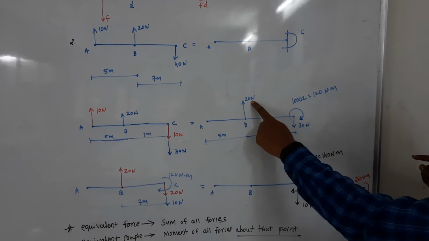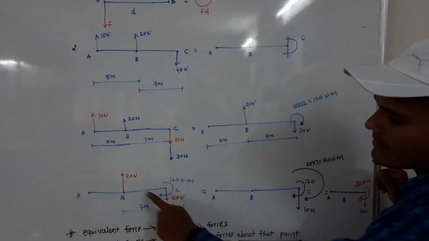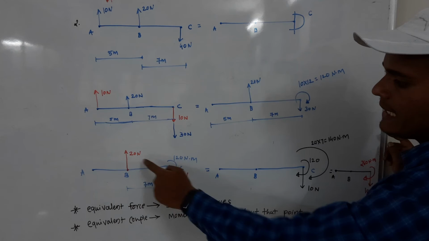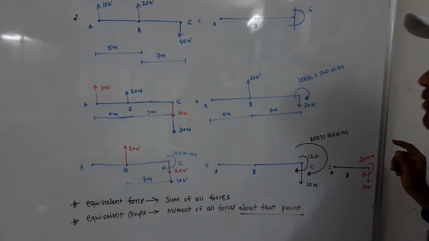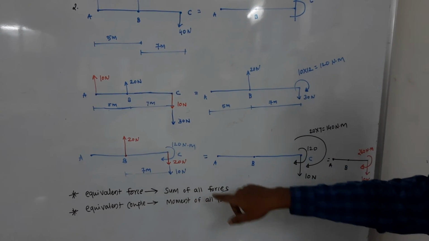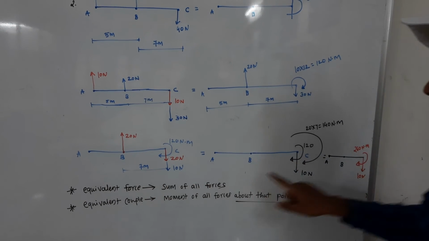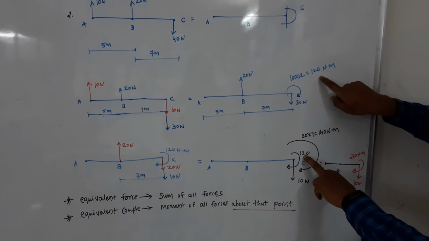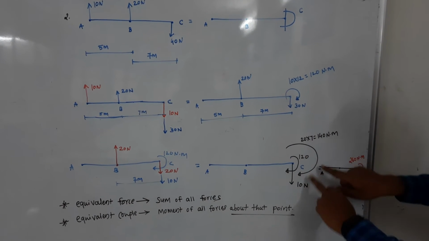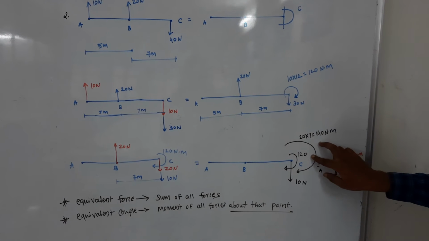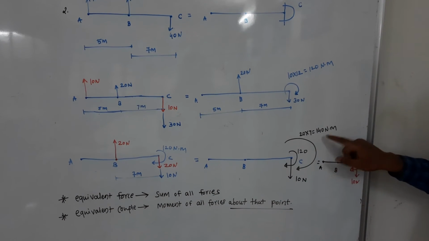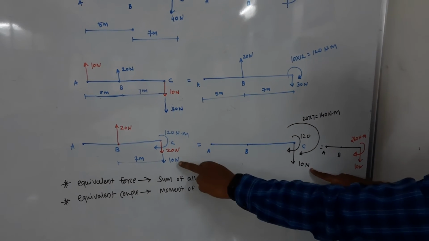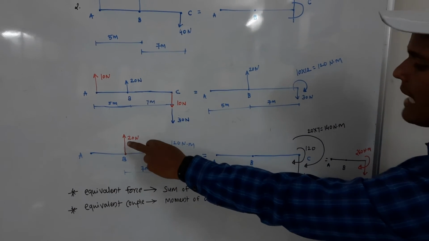Now next I have to balance this 20. To balance this 20, I will take this 30 as 20 plus 10. Now this 20 and this 20 are going to form one couple whose magnitude will be 20 into 7. Now this 120 is already there and this 140. Both have the same sense, so there will be addition of these two. So 120 plus 140 is equal to 260, that is the magnitude of the couple, and what is remaining? That 10 is remaining because this 20 is balanced by that 20.